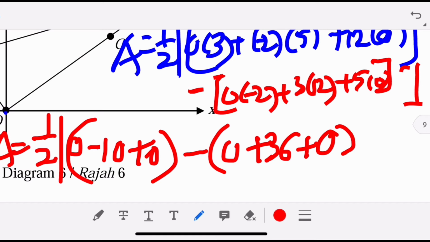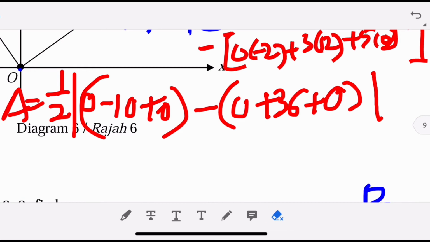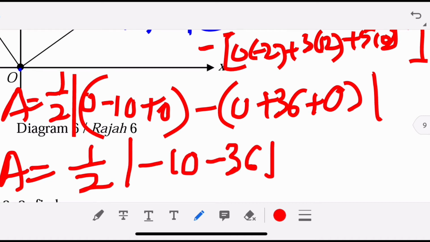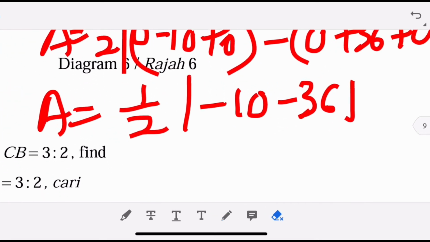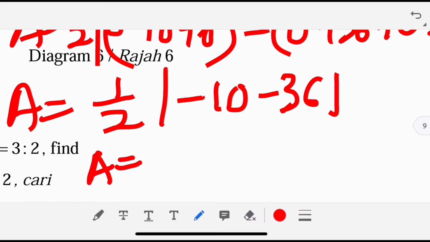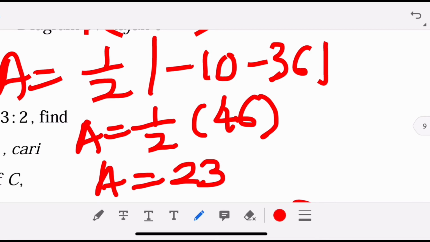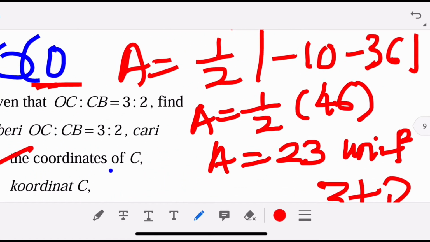So 0 times anything is 0, so 36 for the anti-clockwise component. Finally, we will solve 1 over 2, then the clockwise component minus the anti-clockwise component, after we take out the brackets, and then we need to make it positive. Immediately when we solve the modulus, we must make sure we get a positive value. So the answer for the area of the triangle is 23 units squared, right? This is very important for Form 4 students.